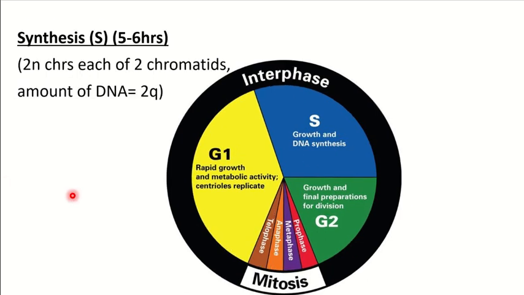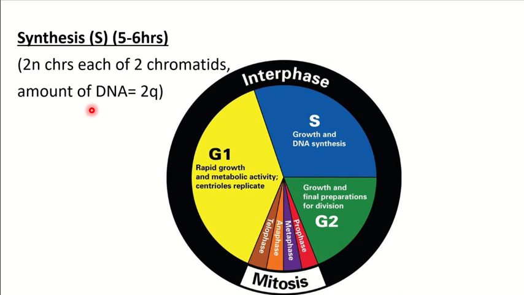Now, the synthesis phase. In the synthesis phase we have DNA replication and synthesis. So I am synthesizing the DNA. In G1 phase, each chromosome is of one chromatid. In the S phase, I want each chromosome to be of two chromatids. So I have DNA replication. There is duplication of chromosomes, where the chromosome of one chromatid is duplicated to become two. The DNA amount is doubled, which is 2Q, as you see here. So the DNA quantity becomes 2Q.